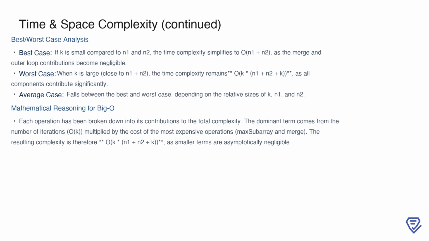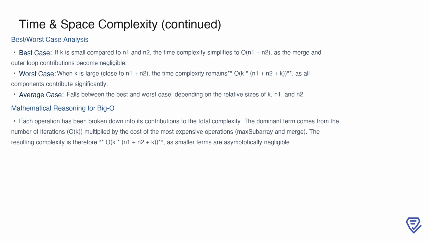Finally, let's analyze the best, worst, and average case scenarios for the time complexity. In the best case, where k is small compared to n1 and n2, the contributions of merge and the outer loop become negligible, simplifying the time complexity to O(n1 + n2). On the other hand, in the worst case, when k is large and approaches the size of n1 plus n2, all components of the algorithm contribute significantly, so the time complexity remains O(k * (n1 + n2 + k)). The average case falls somewhere in between, depending on the relative sizes of k, n1, and n2.